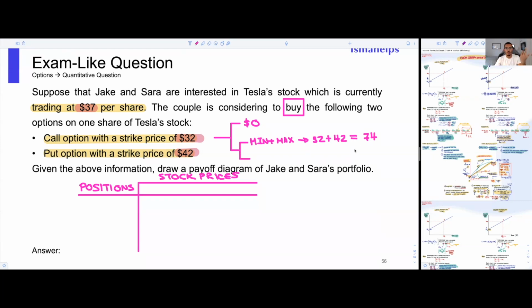However, there's another way of going about this. You could take your min times 2. In this case, it would be 32 times 2. To make this clear, what I mean by min is literally the minimum value, the smallest value within the prompt. What I mean by max is the maximum value, the highest value within your prompt. In this case, the minimum value would be $32, and the maximum value, the highest value, would be $42.